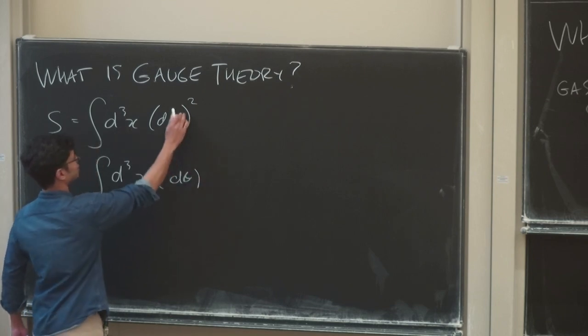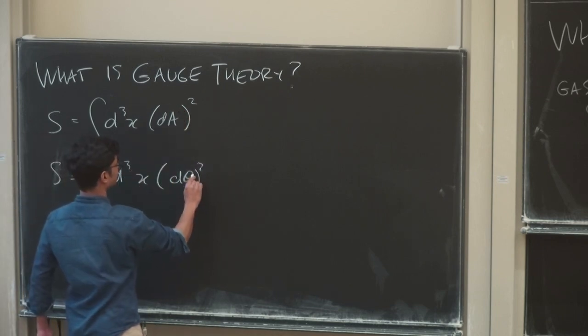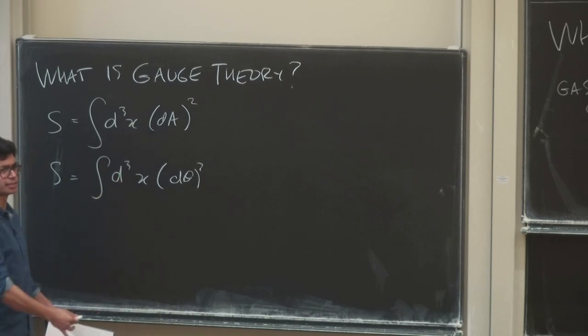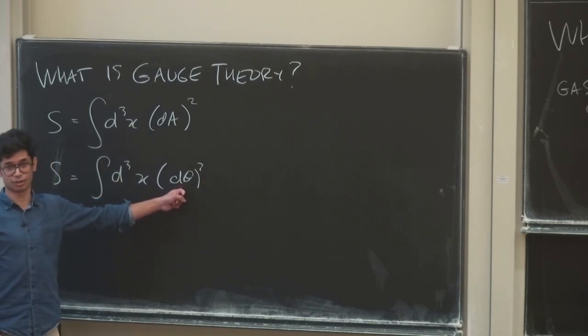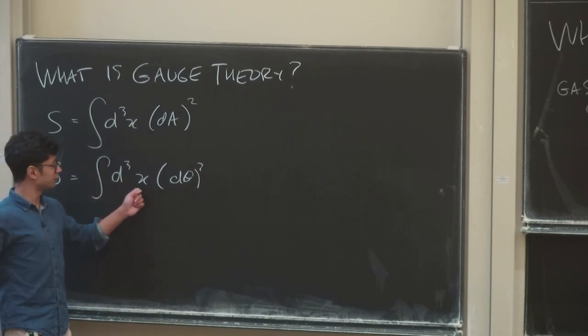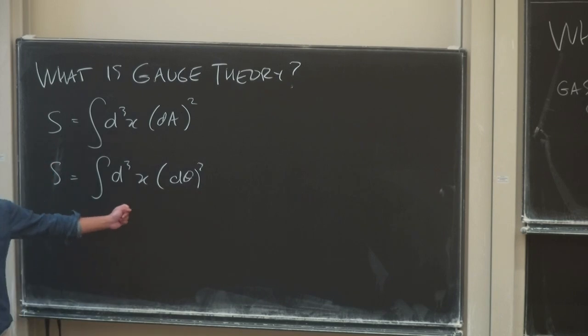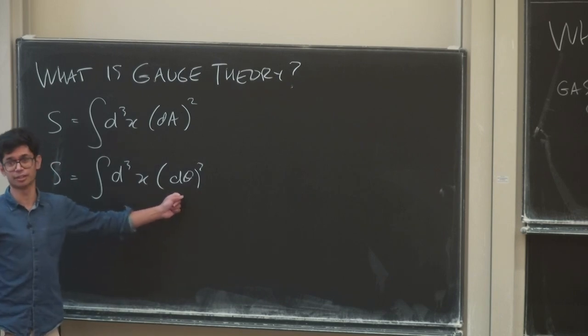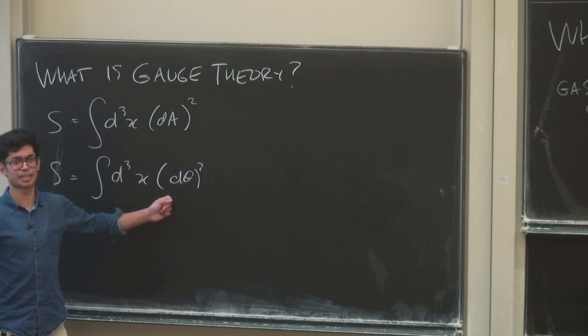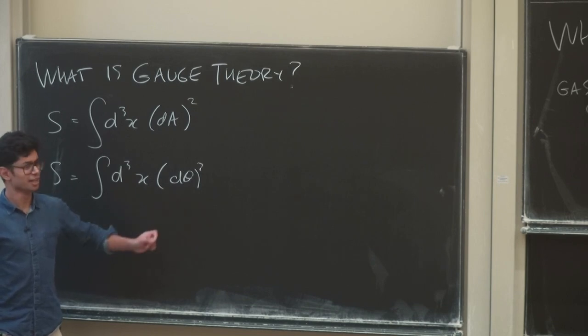So this A was a one-form field. Here, this theta is a scalar, okay? I'm asking you, the integral of d3x, a massless scalar in 3 dimensions. Is this a gauge theory? Would anyone say this is a gauge theory? I'm seeing no one to stand up for the gauge theoriness of this.